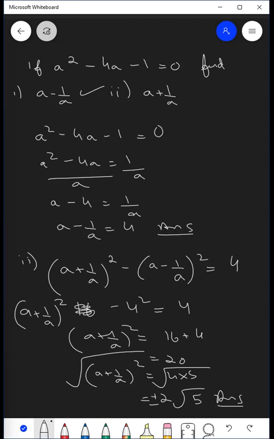Sir, in the first sum, why did we divide both sides by a? Rajvi, your voice is very faint. Just speak up. Is it clear now? No, it's still very low. One second.